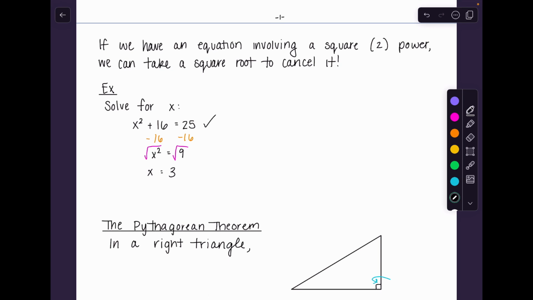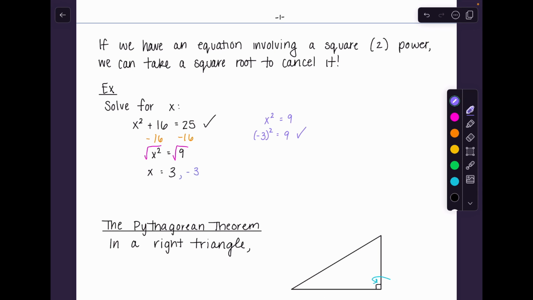Now, technically, this isn't quite right. To fix this, when you take a square root, you should put a plus or minus in front. The reason for that is if I'm trying to see what number times itself gives me positive 9, if I plug negative 3 in, it also works. Negative 3 times negative 3 is positive 9. So you actually get two solutions, one being positive, one being negative.